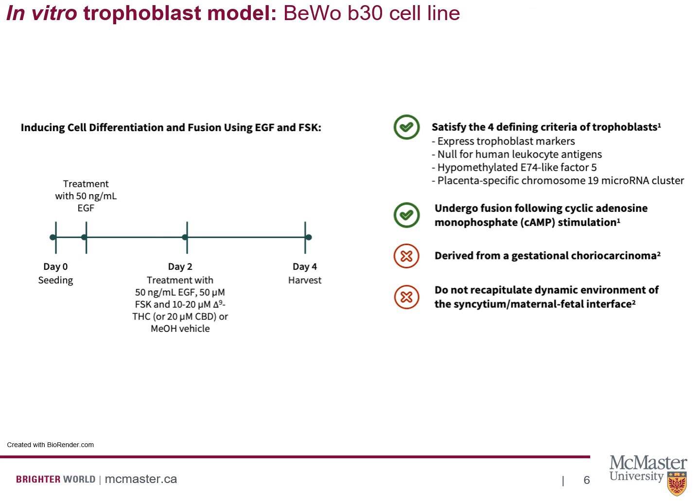So on the left side, we'll see the experimental design. On day 0, we seed, and then we treat with 50 nanograms per mL of EGF to facilitate monolayer formation, and then we treat with 20 micromolar of CBD after 2 days, and then following 48 hours, we will harvest our cells for protein and PCR.